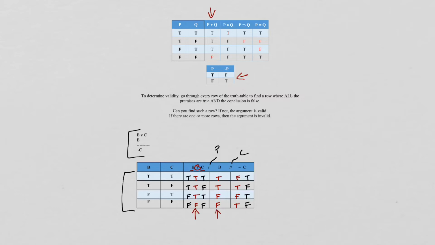Okay. Now, there's a reason why I changed the colors. These are the columns we're paying attention to. The other ones we only needed to get to the red columns. Now we're looking to see whether there is a row where the two premises are both true and our conclusion is false. And if you notice, this one right here has true premises and a false conclusion. So that means this argument is invalid.